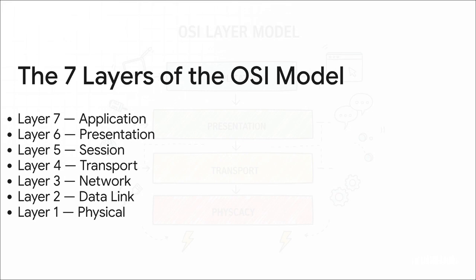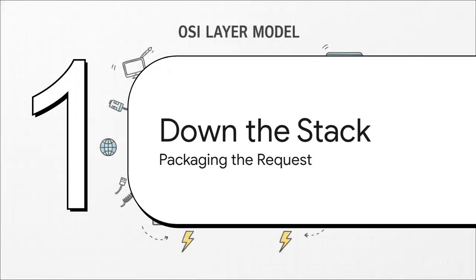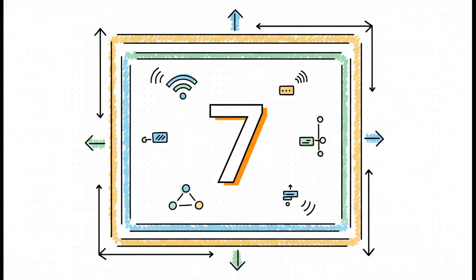We're going to follow your website request as it travels down this stack, starting right at the top, where you are at the application layer, and going all the way down to the physical wires and radio waves. The best way to think about this whole process is like you're preparing a package for international shipping. At each step, each layer adds a new label or another layer of wrapping, getting it ready for the next part of its journey.